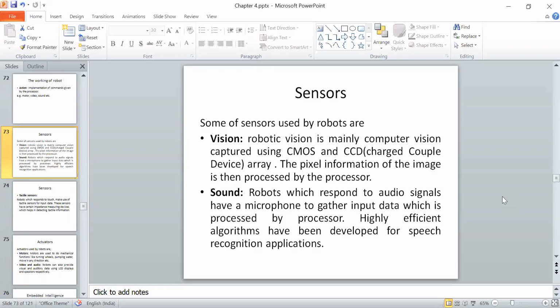So CCD array, if you will look at the technology, it is the same technology that you will find in your camera phones. Okay, so it take the picture of the environment and then from that picture it will take the information. So it extract the pixel information or it extract the required information from that particular image and send that information to the processor for the processing work.